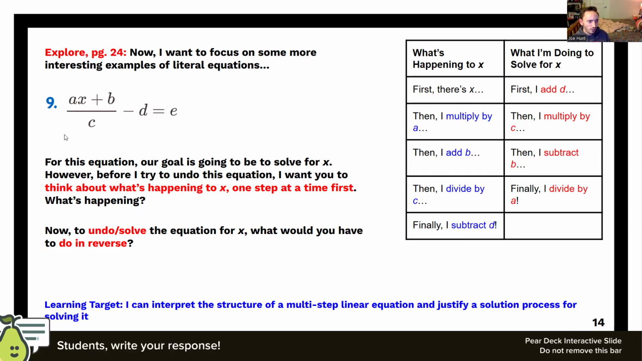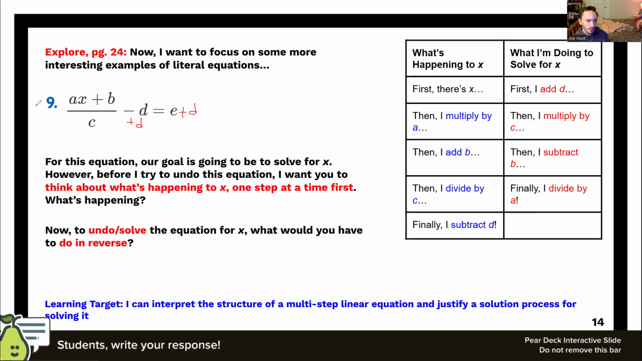If I've got my equation, and I want to add d to both sides of the problem, it's going to cancel out on the left-hand side. And this is now going to look something more like ax plus b over c is equal to e plus d on the right. I want to take a moment to kind of diverge here and talk a little bit about what we mean by cancel out.